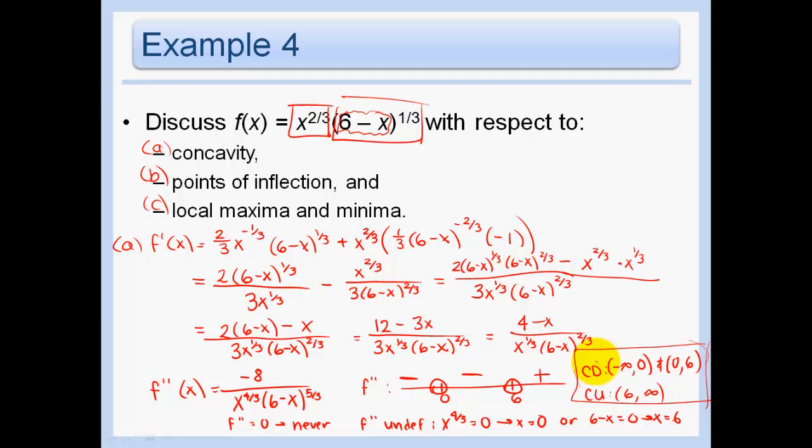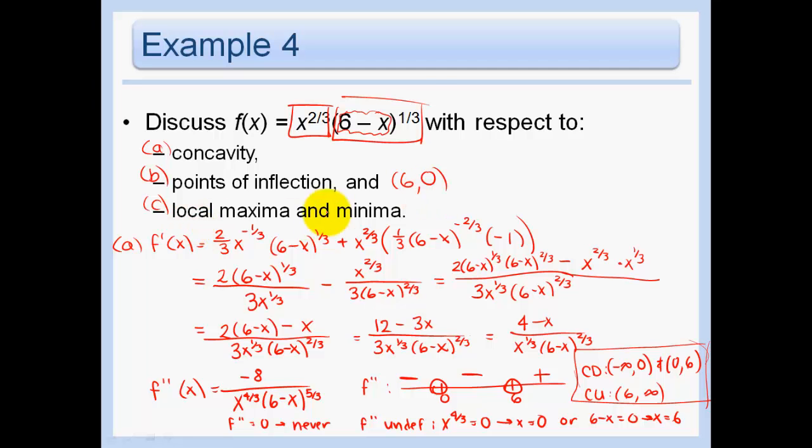Now moving on, where do we have our point of inflection? Remember, that is just where we're changing from concave up to concave down, or concave down to concave up, and that only happens at x equals 6. The point it happened at would be 6. If we put in a 6, we get 0.